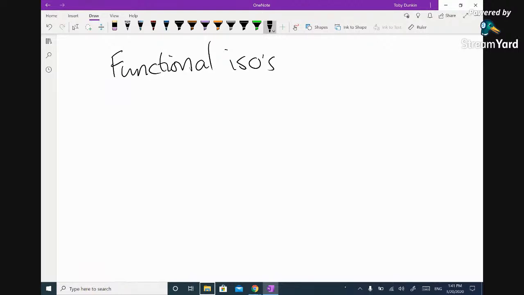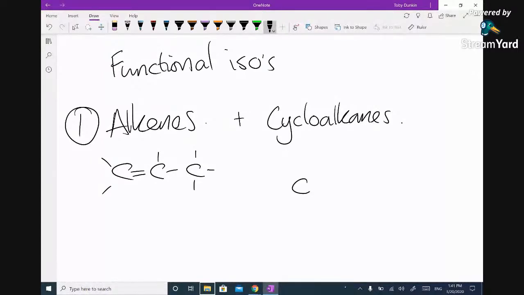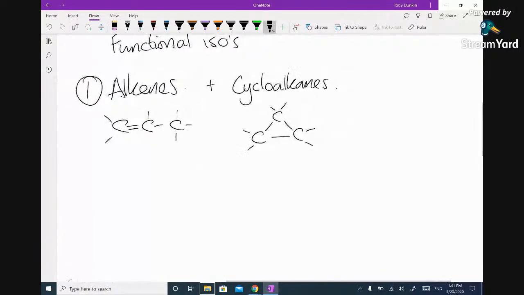So number one, alkenes. Let's draw one. Everyone have a go at naming it, please. Alkenes and cycloalkanes. These families now go together. Because what I can do is I can change an ene into a cycloane. So those families now go together. It all adds up. C3H6.